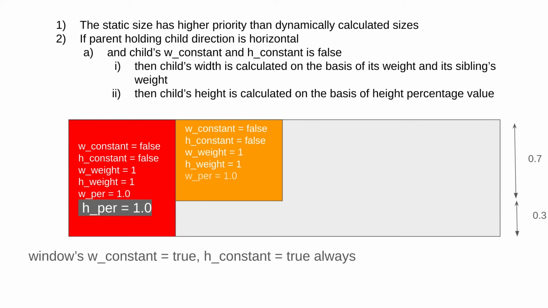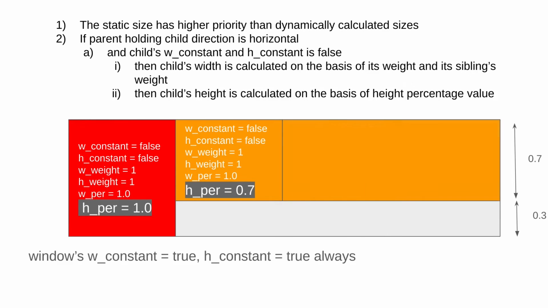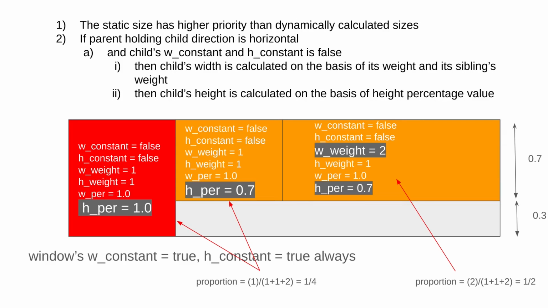The first child and the second child have weight 1 and the third child has weight 2 for its width, and thus the proportion of space the first and second child will take is 1/4, while the third child will take 2/4 or 1/2 of the width space. While height is only affected by the percentage of height it takes, or the H per variable's value, as in the example the first child's H per is 1.0, meaning it is taking 100% height of the parent, while the second and the third child have H per 0.7, meaning they are taking 70% of the total height of the UI.